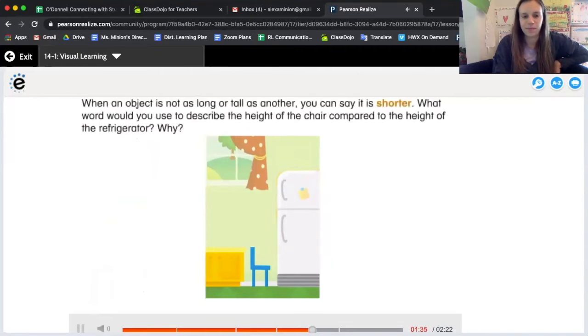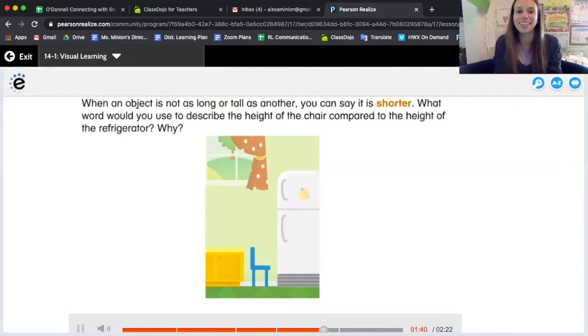When an object is not as long or tall as another, you can say it is shorter. Let's say that word, shorter. That means more short. Who's shorter, me or you? That's right, it's you. You don't stick up as high. You're not as tall. Maybe when you grow up, though, you'll be taller than me.